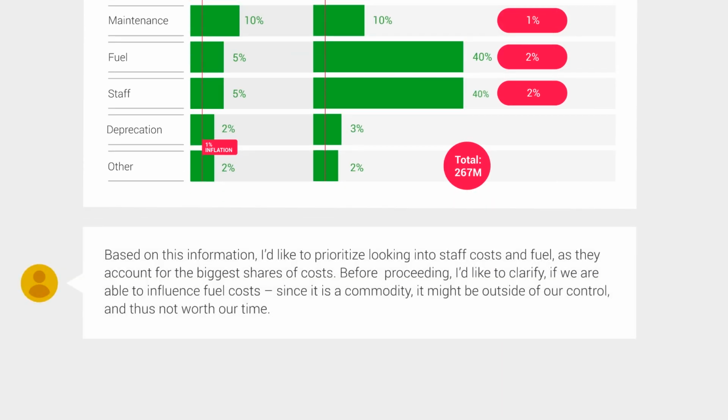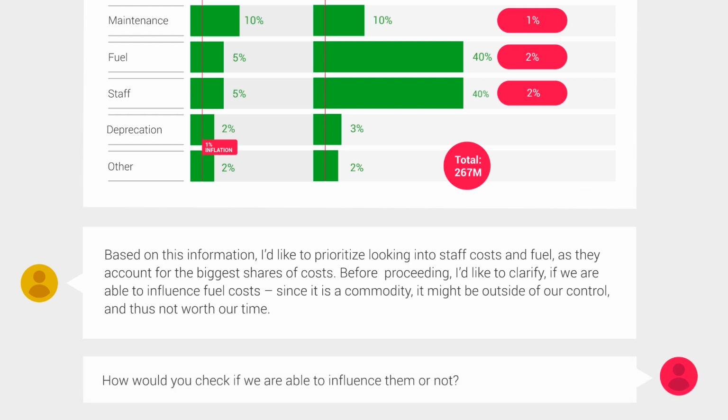Based on this information, I'd like to prioritize looking into staff cost and fuel, as they account for the biggest shares of cost. Before proceeding, I'd like to clarify if we are able to influence fuel cost. Since it is a commodity, it might be outside of our control and thus not worth our time. How would you check if we are able to influence them or not?